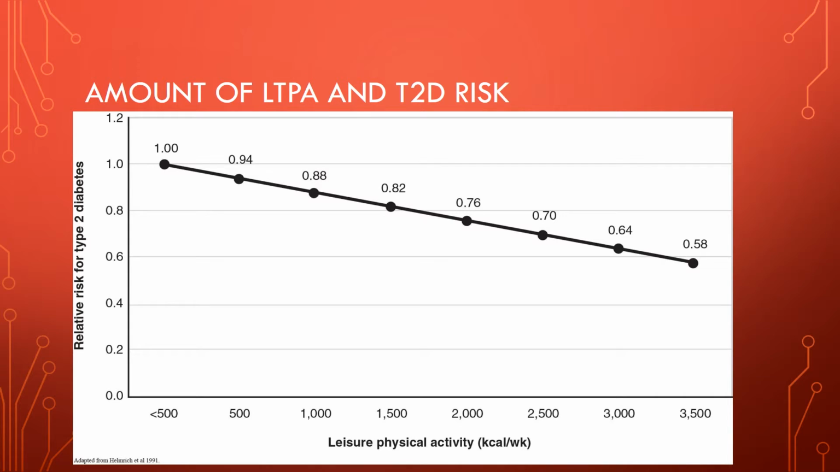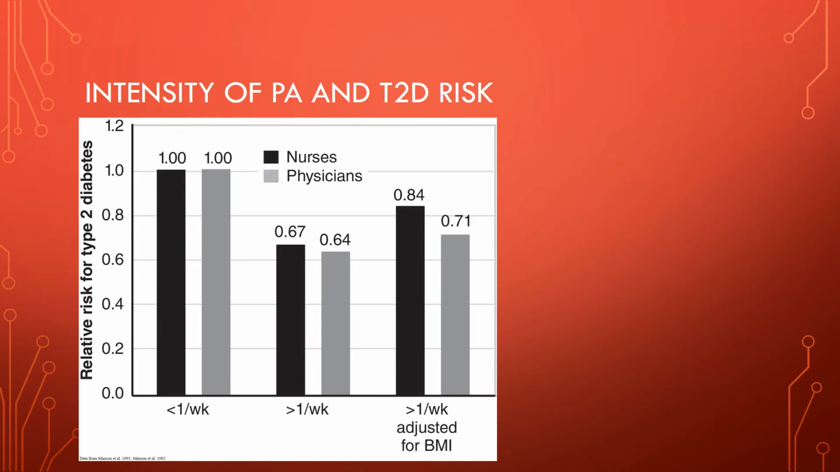So this figure shows the relationship between physical activity and leisure time, so not work, but leisure or recreational activity. And you see a very strong dose-response relationship between physical activity and relative risk for type 2 diabetes. So the more physical activity, the lower risk. Intensity is also related. So you're looking at data from the nurses' health study and the physicians' health study. One study obviously looked at all nurses, another study, both are cohorts, but another was a cohort of physicians.